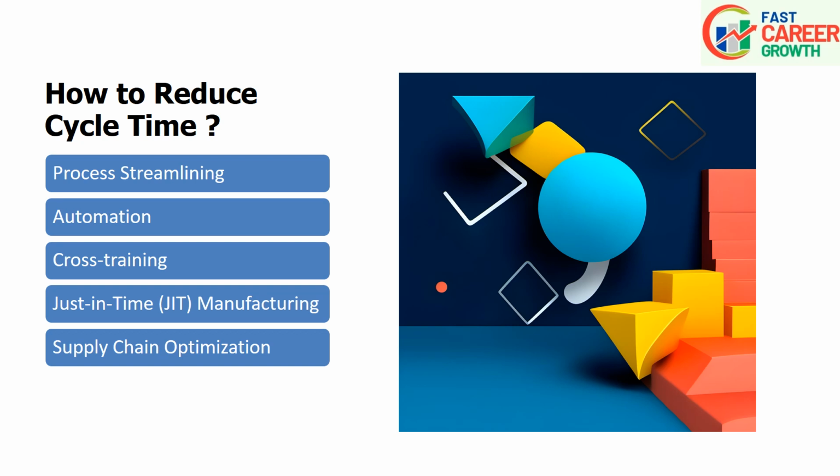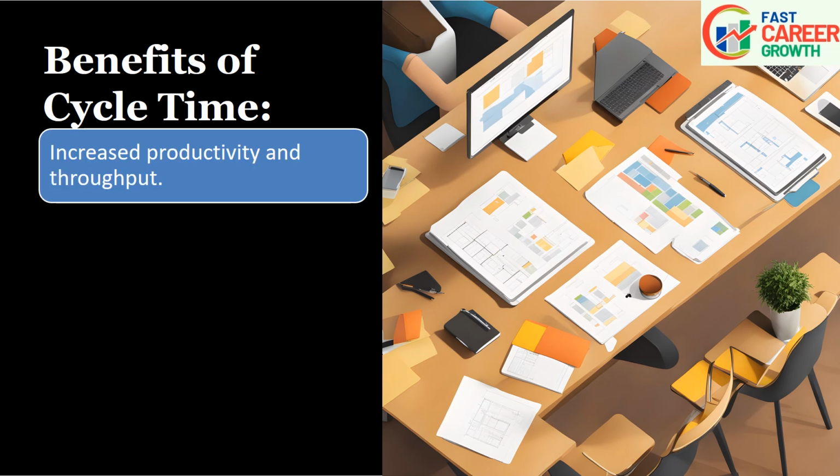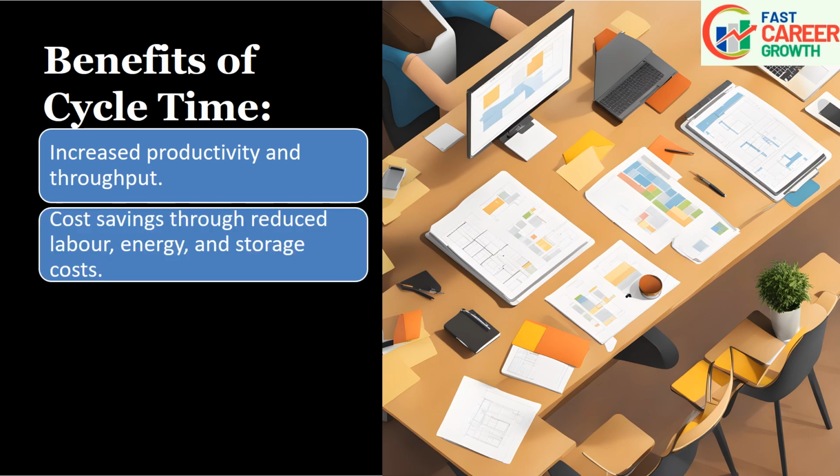Supply chain optimization. Optimizing the supply chain can lead to quicker access to materials and reduce move times. Rapid prototyping. In product development, using rapid prototyping techniques can speed up the design and testing phases. Next is benefits of cycle time reduction, such as increased productivity and throughput, cost savings through reduced labor, energy, and storage costs.